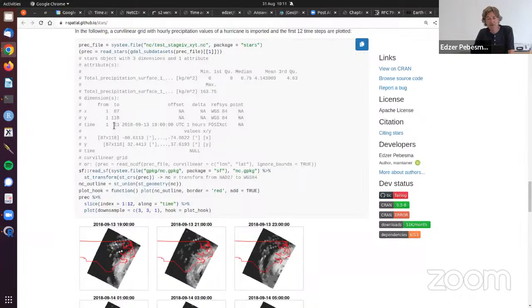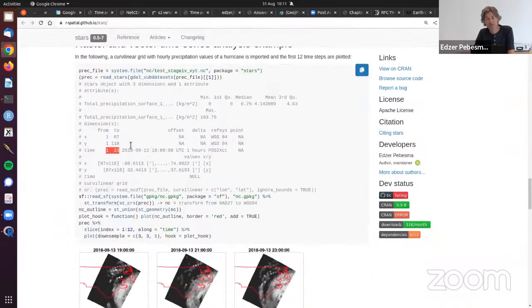And I have a time dimension, where you see that time has 23 steps. I only plotted 6 here. And it is a regular one because it has an offset and a delta.